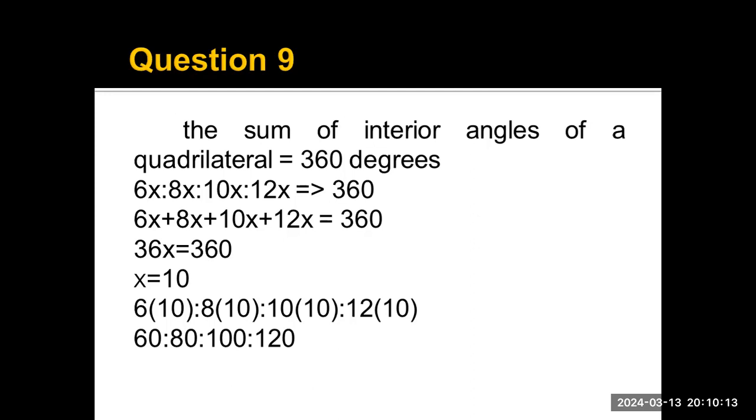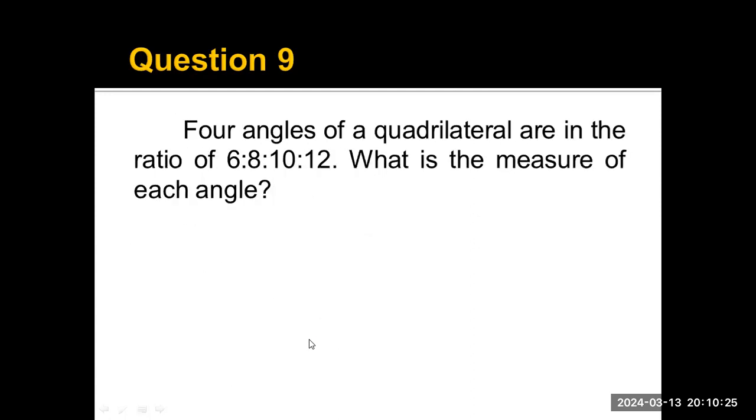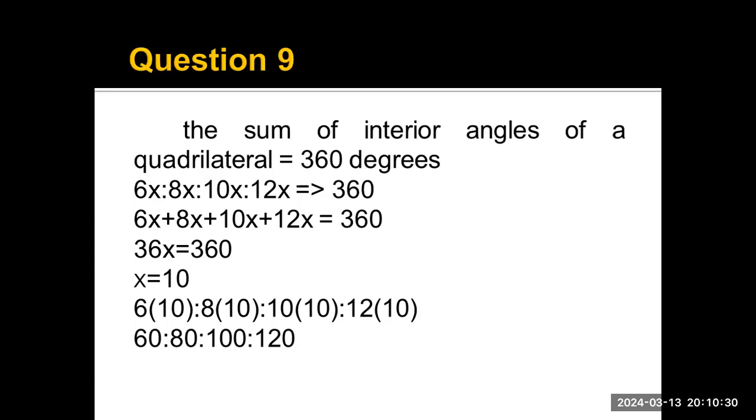Because x equals 10, you have 6 times 10 equals 60, 8 times 10 equals 80, 10 times 10 equals 100, and 12 times 10 equals 120. So the measure of each angle: the first angle is 60 degrees, the second angle is 80 degrees, the third angle is 100 degrees, and the fourth angle is 120 degrees.